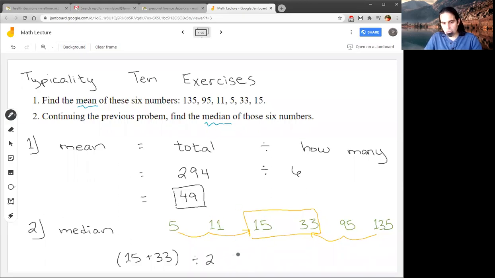It's 31.5. This isn't a word problem. I don't know if these are grams or heart rates or whatever, so I'm not going to round it because I don't have any real life context for what's sensible rounding.